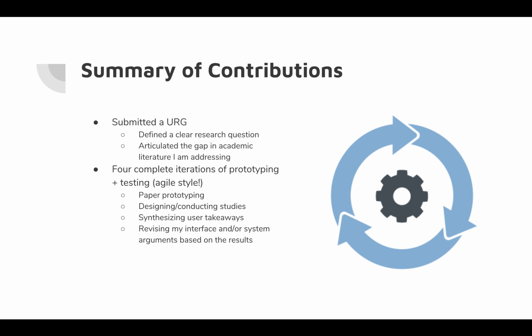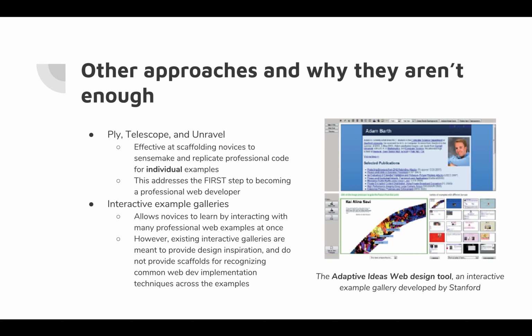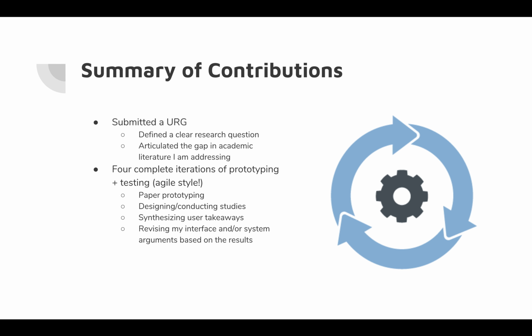Here's a slide summarizing the contributions I made over this quarter. To start off, I submitted a URG, which helped a lot because I didn't touch the research canvas before jumping into my URG, so this helped me define a clear research question, which is this, and also helped me articulate the gap in academic literature that I'm addressing, which is this. I also did 4 complete iterations of prototyping and testing, so I really did some agile methodology. All of these prototypes were paper. I designed and conducted studies for each of them to synthesize the user takeaways and then iteratively revise my interface and system arguments based on the results.